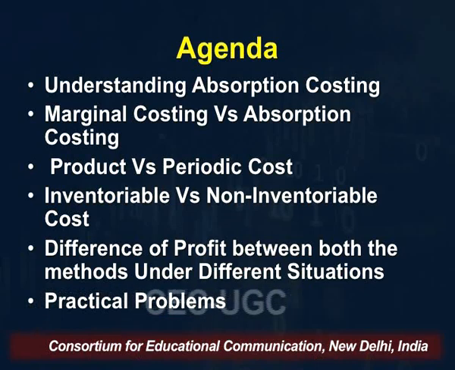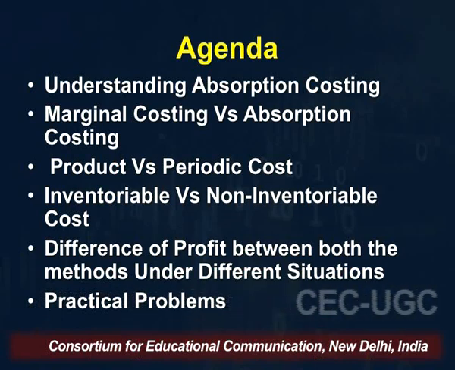Along with that, I'll tell you about the difference in profit between the two methods, marginal costing and absorption costing, because now you are well versed in marginal costing. First I'll tell you what absorption costing is, and then we'll apply both techniques in a single question and compare the two methods of determining cost or calculating profit. Obviously, we'll also solve some practical problems. With this agenda, I'm starting with marginal costing.